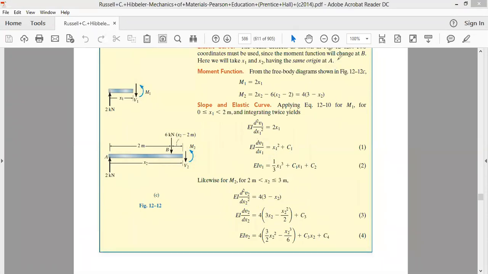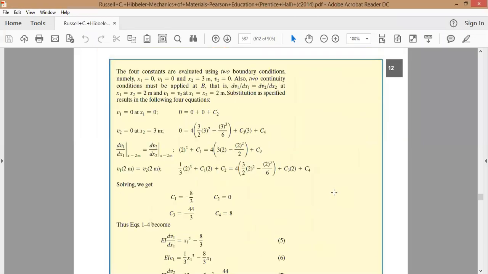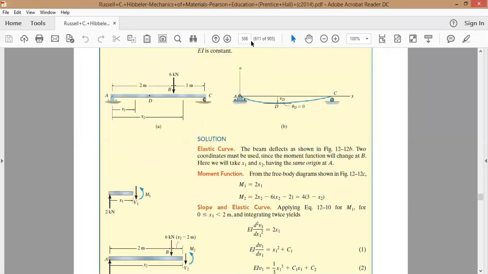Previously you had an equation, that's what is given here. This is one equation, this is another equation. Now previously also, not only the slopes, but the values of the deflection are also the same, as discussed right now. The value of the deflection given by the equation on the left hand side should be equal to the value of the deflection given by the equation applicable on the right hand side.